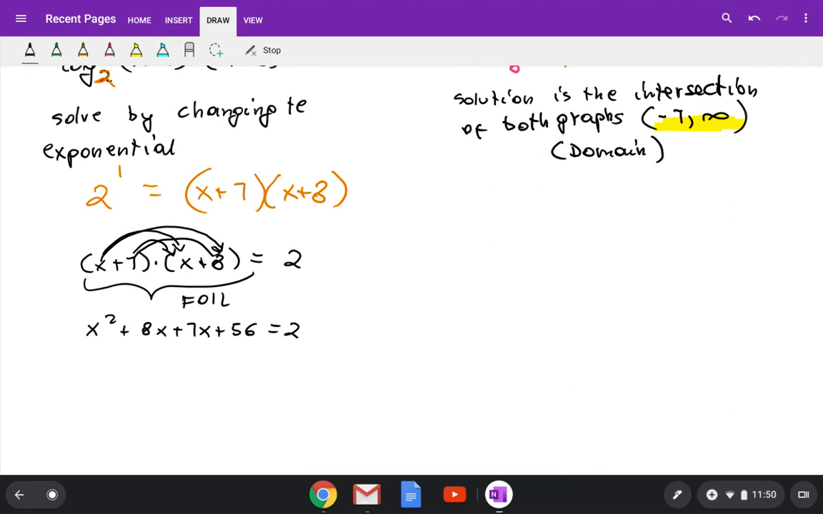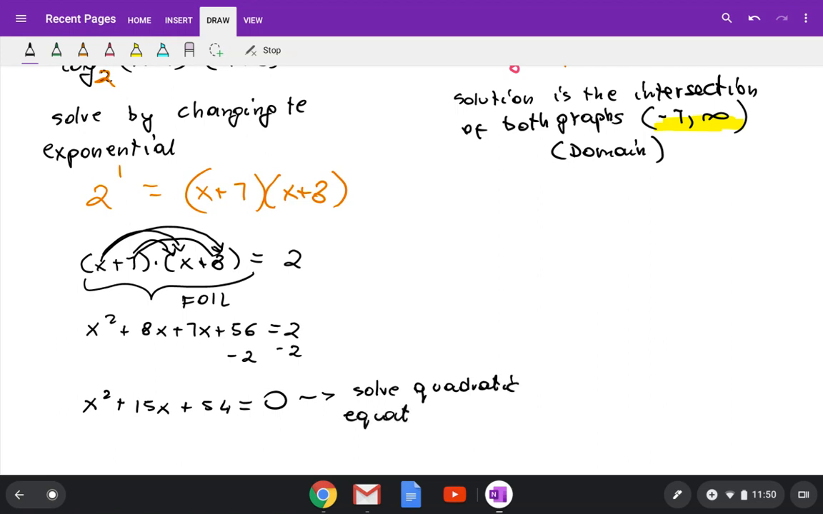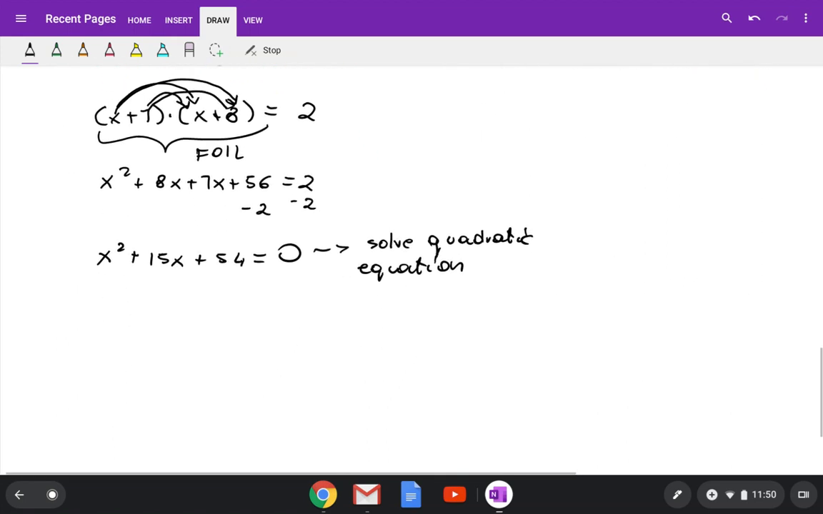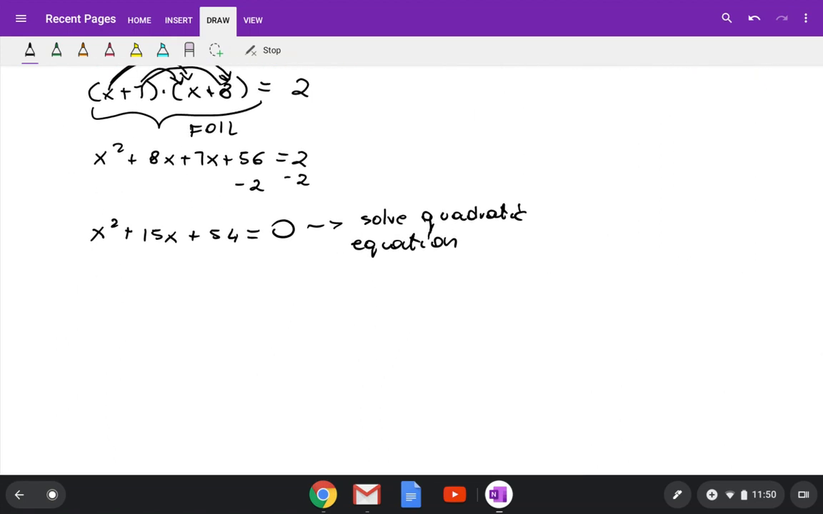So like you guys see, it's a quadratic equation, so we're going to move everything to the left side. So I'm going to subtract 2 from both sides, and we have x squared plus 15x plus 54 equals 0. And now we're going to solve the quadratic equation. Okay, most of the quadratic equations in our textbook you can FOIL. So find a is equal 1, b is equal 15, c is equal 54.